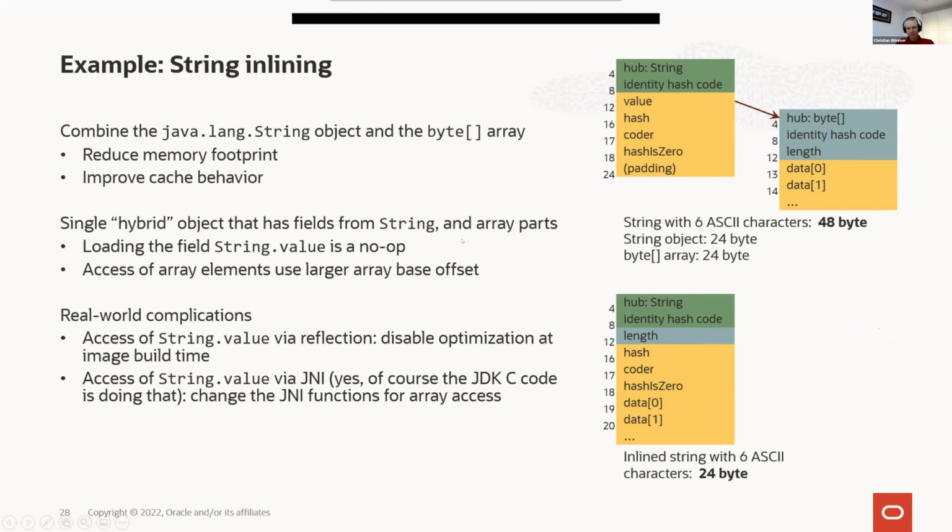And you don't have to worry about what happens if someone really uses reflection to access the string.value, so someone really cheats and goes into the internals of the JDK. Well, you know that already at image build time, and you can disable the optimization at image build time. You can tell the user, well, you had better not do that, but it's not a problem because we can just disable the optimization at image build time. But for most, if not all, native images, we can combine the string object and the byte array.